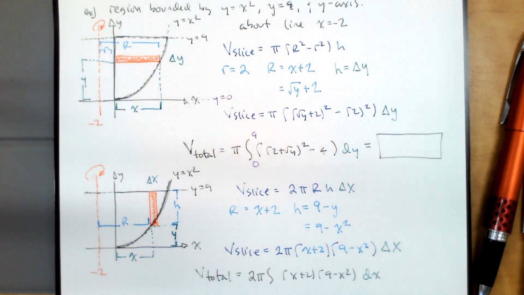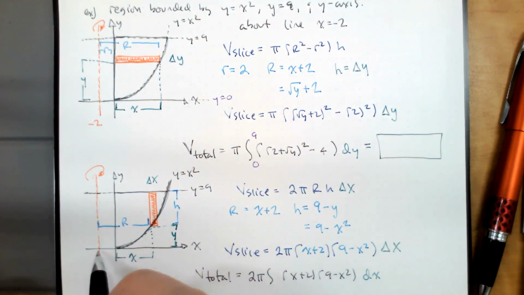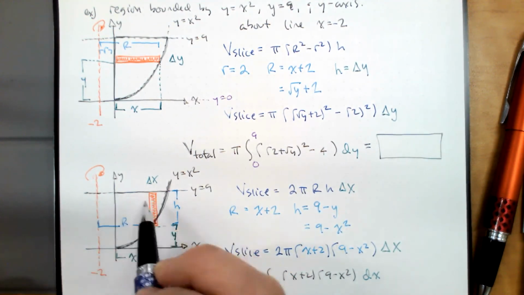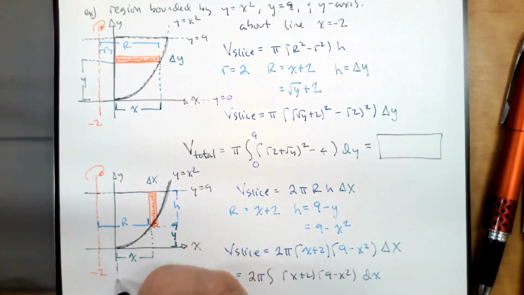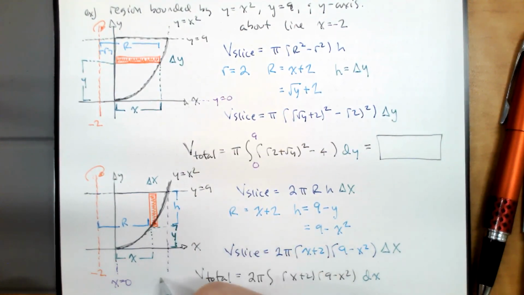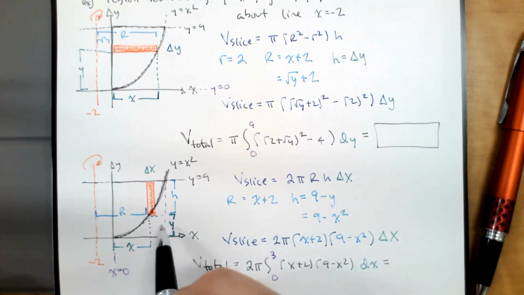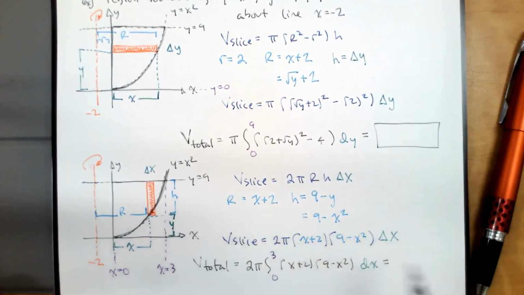So now we've got to integrate over all the values of x that we have a slice. The region is not present from -2 up to the y-axis. So I'm not going to start at the axis just because it's the axis. The values of x over which we integrate are determined by the region. And the region starts when x is equal to 0 and ends when x is equal to 3. I didn't pick 3. That's where x squared and 9 meet.